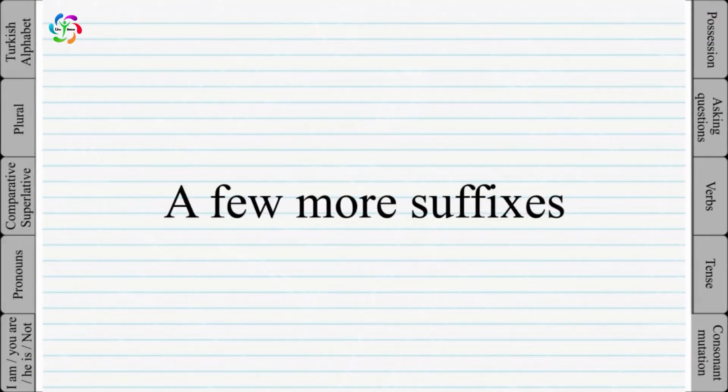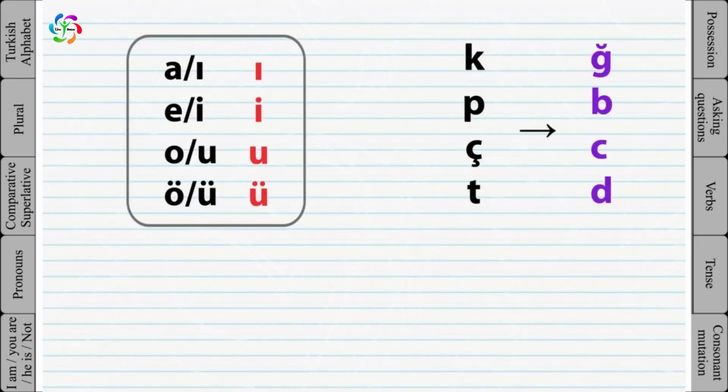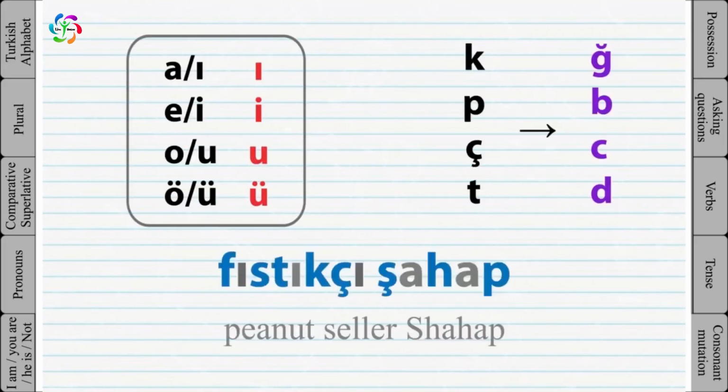There are many more useful and important suffixes, but we can't talk about all of them in one video. But for now, we will shortly talk about a few of them. If you can remember and master the vowel harmony rules, the consonant mutation, and the fıstıkçı shahab, then you can easily learn and use all the new suffixes.